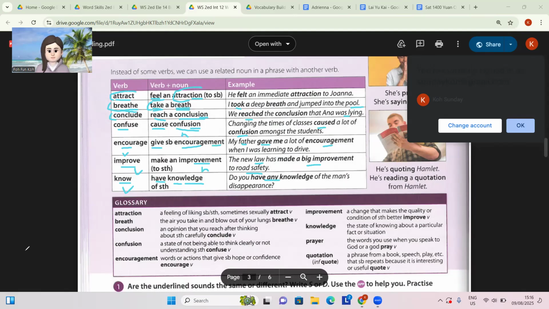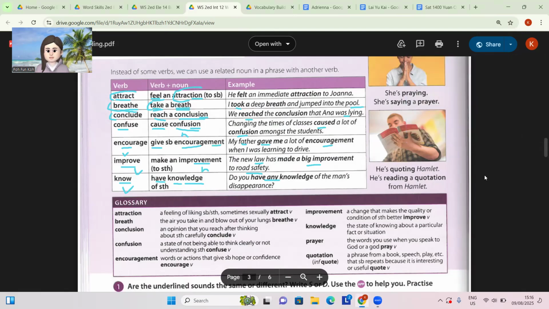Okay, 5 seconds here. Just a quick one. Two more here. Pray is a verb. Prayer is the person who prays, or it's the thing that we say when we pray. Prayer has two meanings. Quote is a verb. Quotation is a noun.